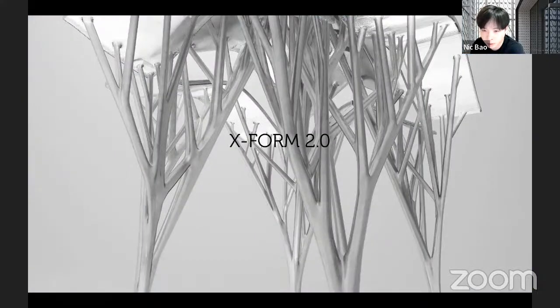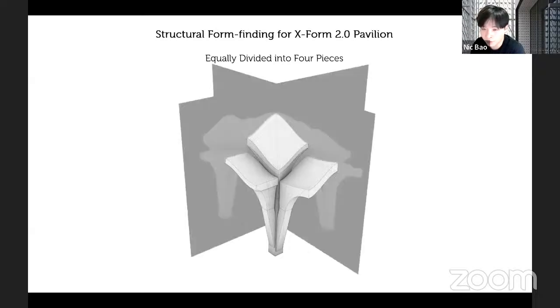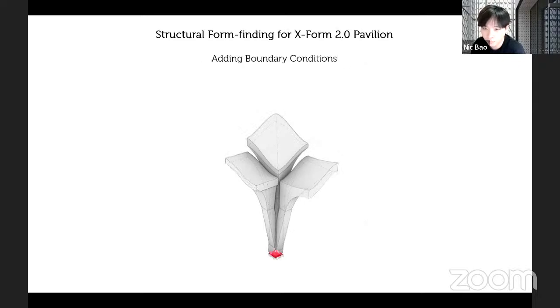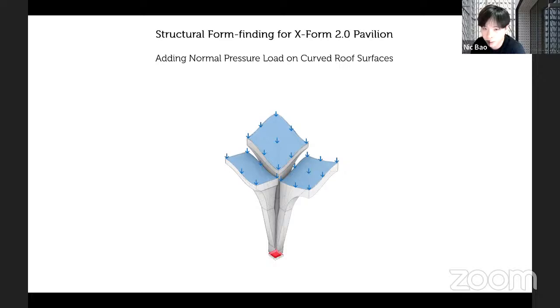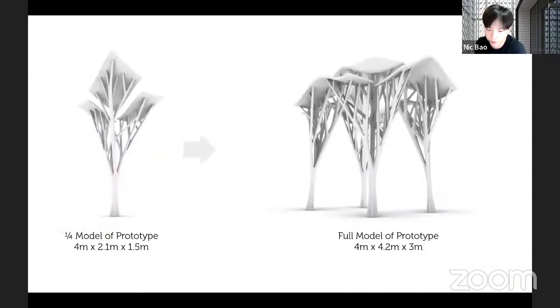Later, we developed another project called XForm 2.0. This one is more advanced. This is the original form. Then we divided it into a quarter, into one piece. This is one quarter. Then we added the boundary conditions and also added a normal pressure load on the curved roof surface, using the BSO method to remove and add material to create the tree-branch pavilions.